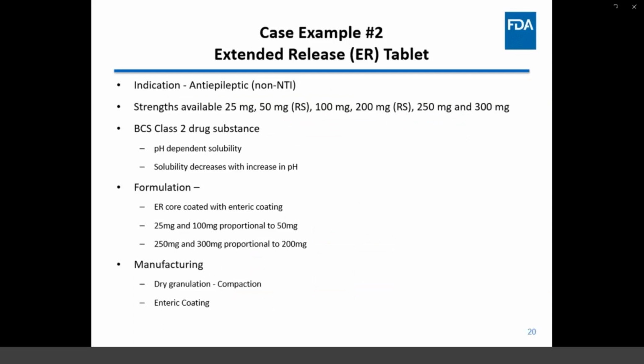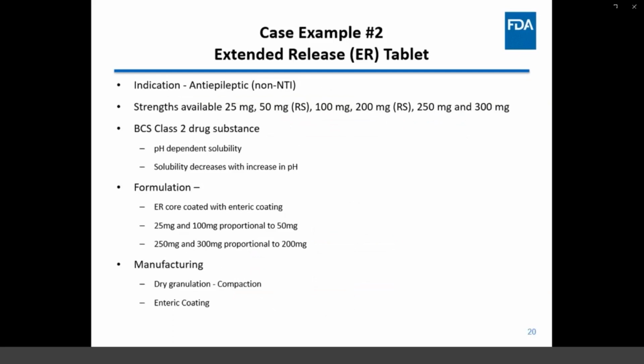Moving on to case example number 2. This is for an extended release tablet. It's indicated as an anti-epileptic, but again, it is not qualified as a narrow therapeutic index drug product. It's available in a number of strengths.